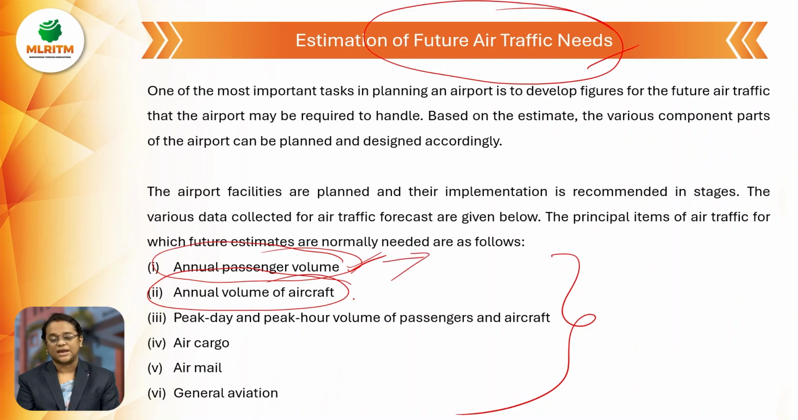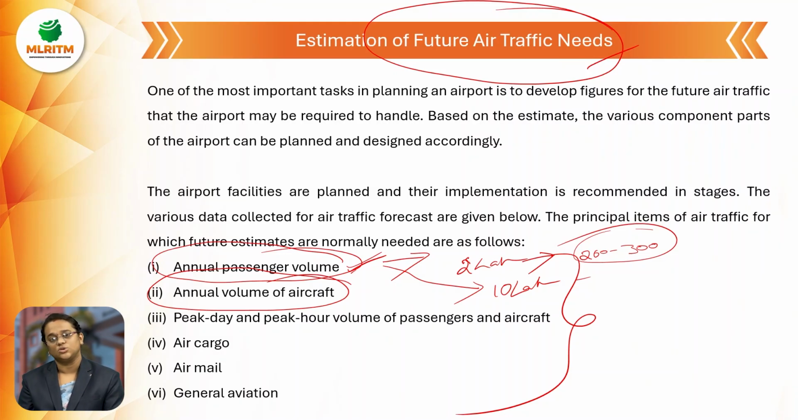For example, at the starting time of the airport, if the particular airport is dealing annually with something around 2 lakhs per year, the number of aircraft operating in that particular airport may be something around 200 to 300. But if the traffic volume has increased to 10 lakh, the same quantity of 200 to 300 flights annually is not able to fit this 10 lakh population.